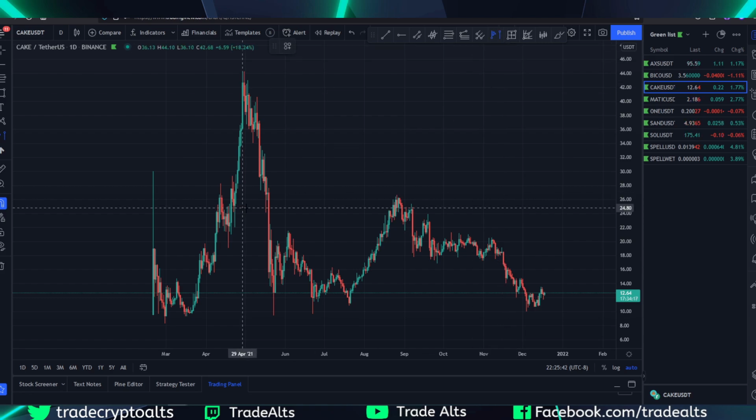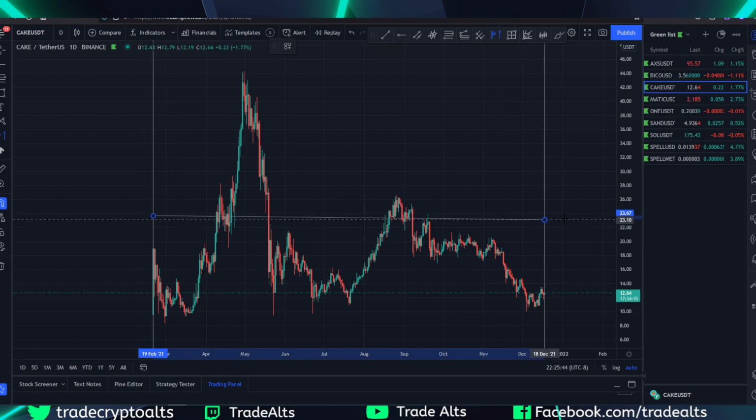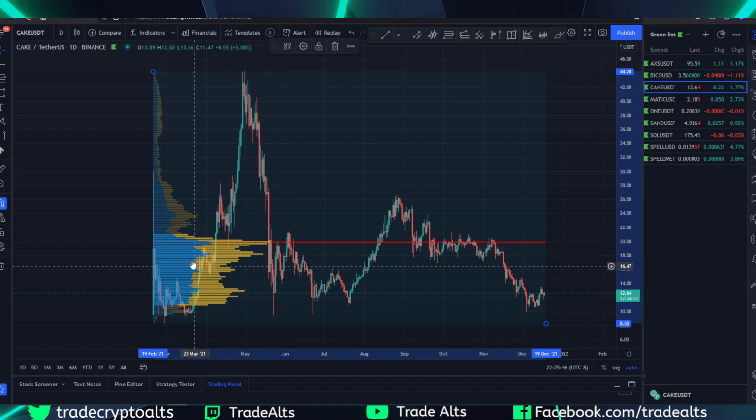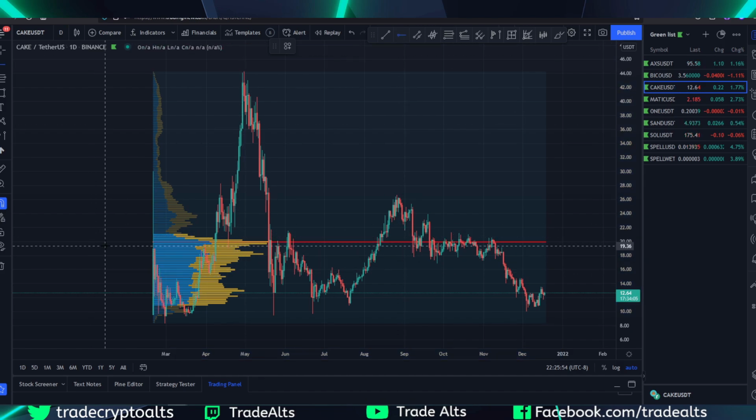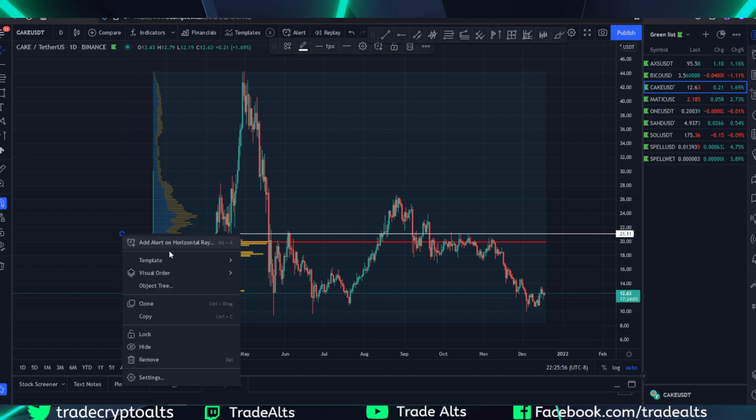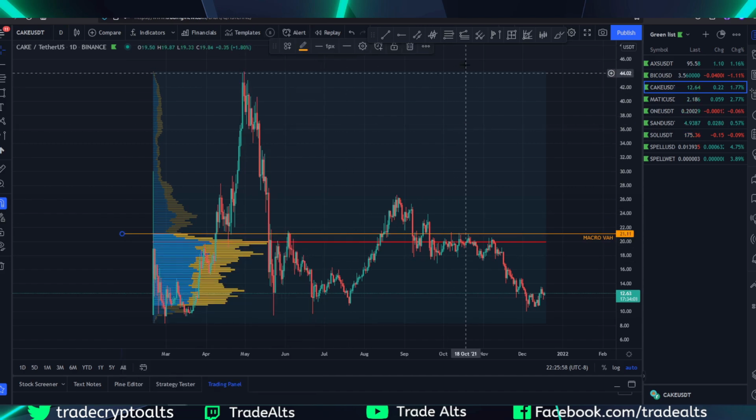So anyway, fixed range all the way from the left to the right. And this one's a little bit different. So you see the point of control is actually closer to the value area high. So it's the opposite of EOS. Same way though. Start at the top. Value area high. Point of control.